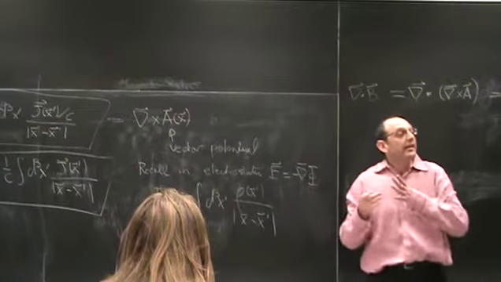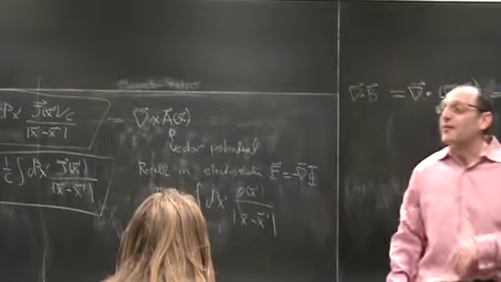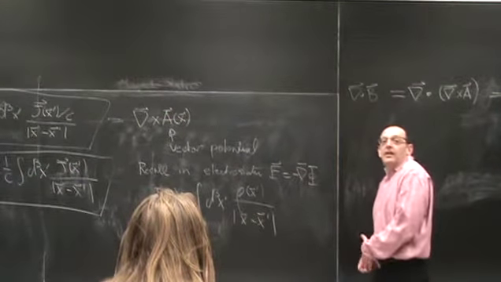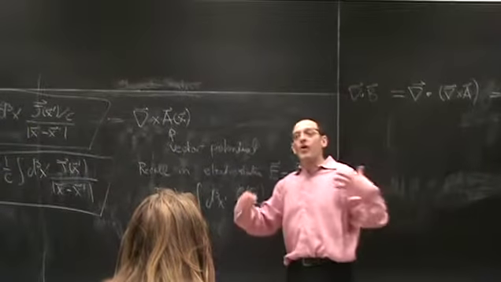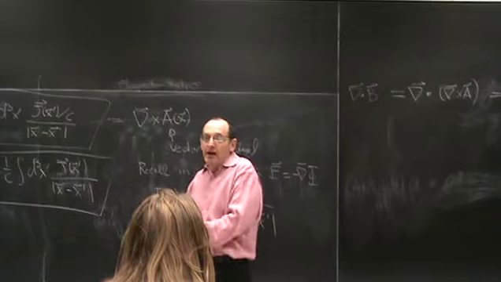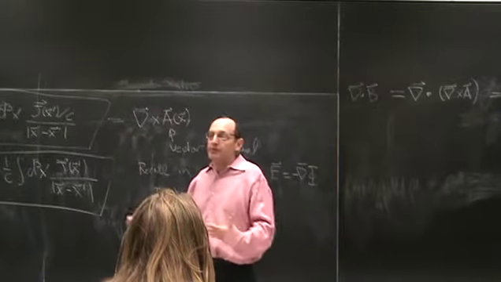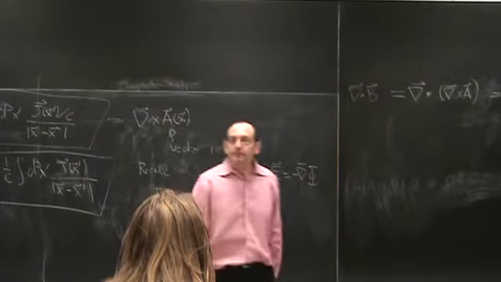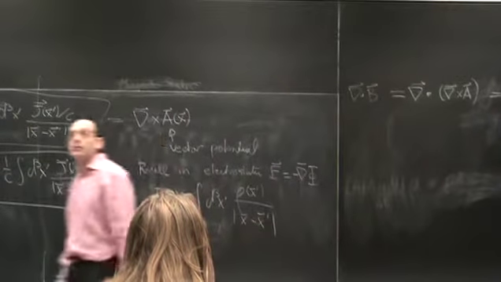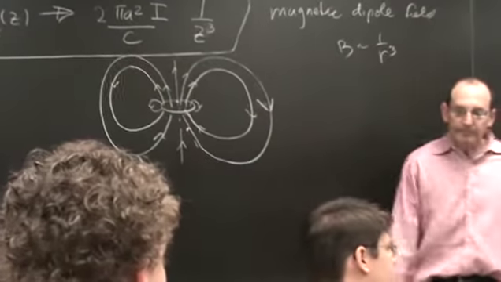So one could, and I think it's a problem for homework sometime along the line, write down the theoretical form of Maxwell's equations under the assumption that there were magnetic monopoles. Maxwell's equations would look more symmetric. But even if there were magnetic monopoles, if the sources were just the electric currents, then this is the field.